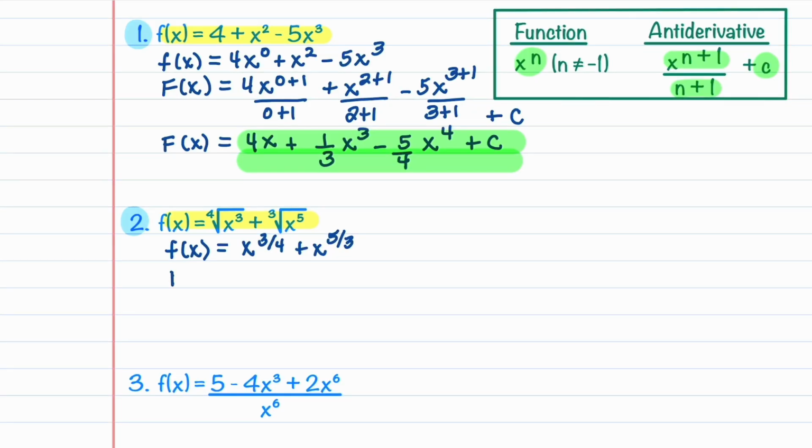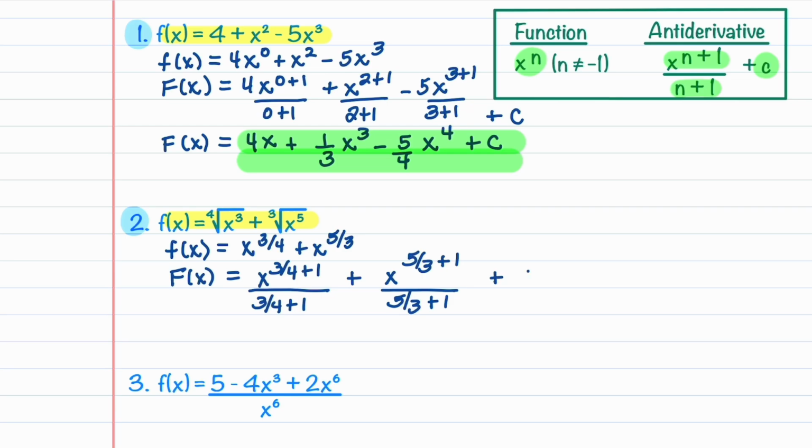Our antiderivative is capital F of x, and then it's going to be x to the 3/4, and we're going to add 1, and then we're going to divide by that exponent, 3/4 plus 1. And then we're going to do the same thing to our second term. This is x to the 5/3 plus 1, all divided by 5/3 plus 1 plus c. Let's go ahead and simplify this. 3 over 4 plus 1 is 7 over 4. So this is x to the 7 over 4, all divided by 7 over 4. And then our next term is 5 over 3 plus 1. So that is 8 over 3. And then we divide by 8 over 3, and we have our plus c.